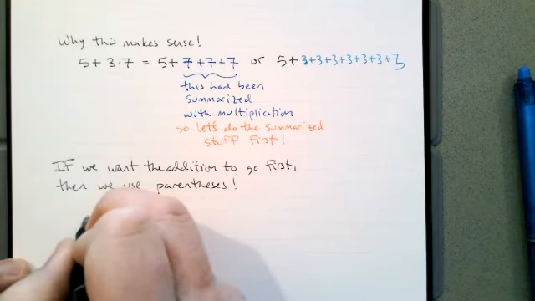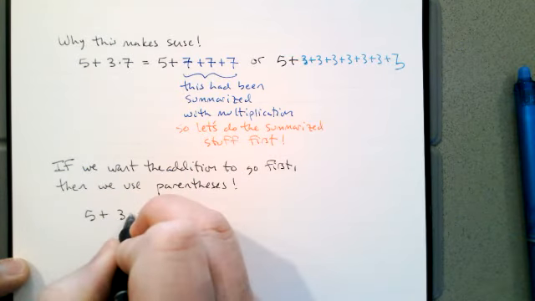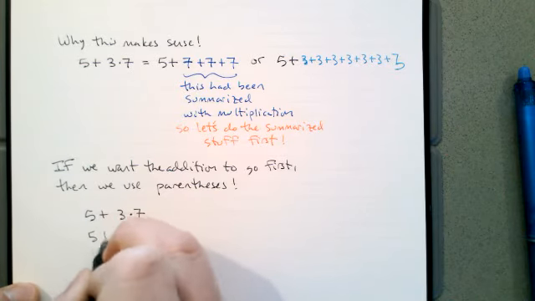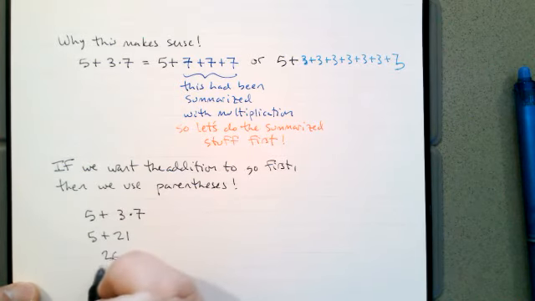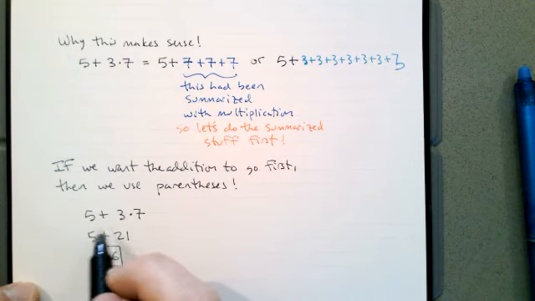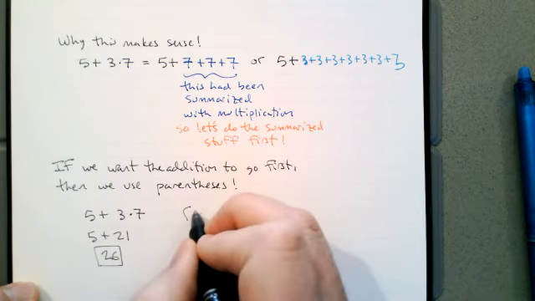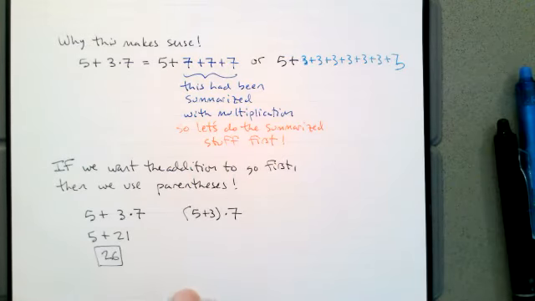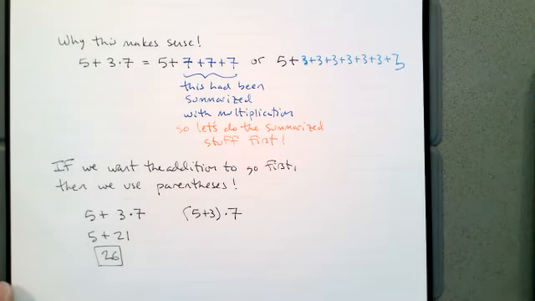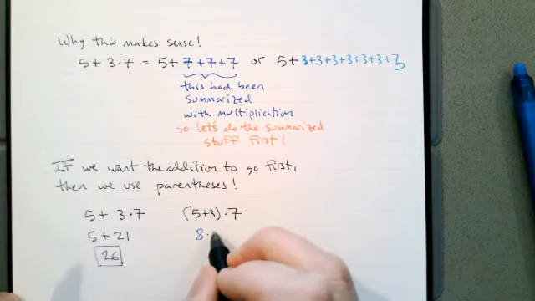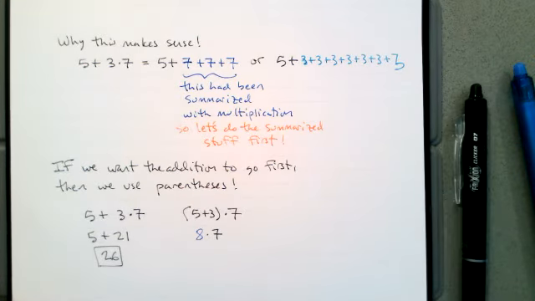So if I write 5 plus 3 times 7, the multiplication goes first. 5 plus 21, or 26. But if I want the addition to go first, I'm going to go, no, I have 5 sevens and I want 3 sevens. I use parentheses. (5 plus 3) times 7. The parentheses say to do the addition first. So 5 plus 3 is 8. And 8 times 7 is 56.